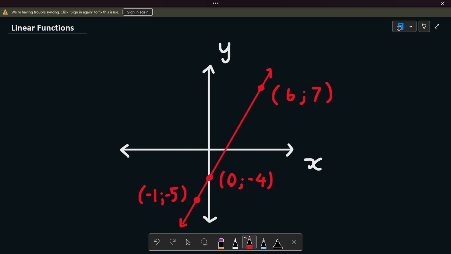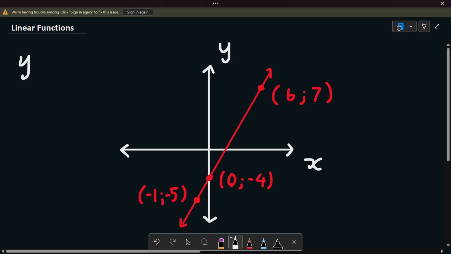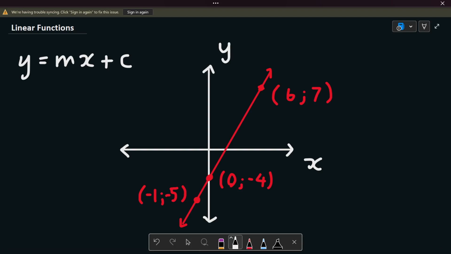So the first thing that we need to look at before we determine our equation is we need to remember our form of the linear function. We know that the form of the linear function is just y = mx + c. Right? Now we need to get the equation in this form. And which values are we going to be looking at mainly? Which values do we need to have? We need to have the gradient, and we also need to have the y-intercept.